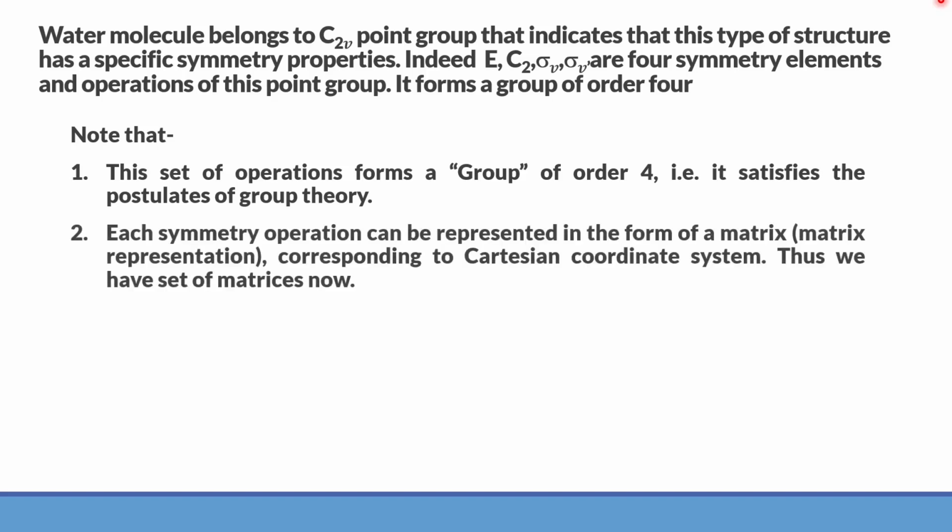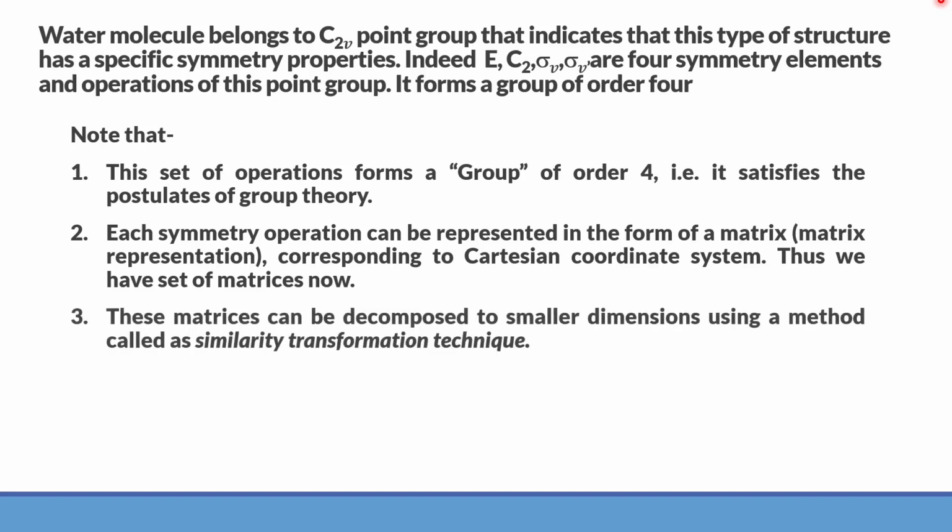Then each symmetry operation can be represented in the form of a matrix corresponding to a Cartesian coordinate system. Thus, we have a set of matrices now. These matrices have information in a coded form when a particular operation is carried out, and this coding is very important to generate information. These matrices can be decomposed to smaller dimensions using a method called the similarity transformation technique. So matrices can be decomposed into smaller components using one simple mathematical operation, that is similarity transformation.